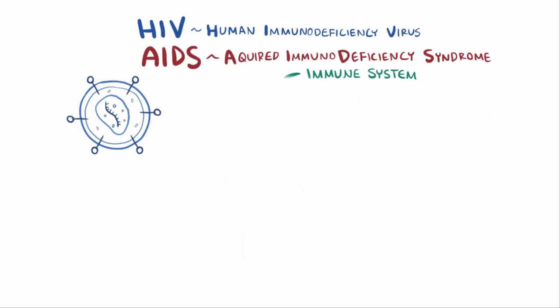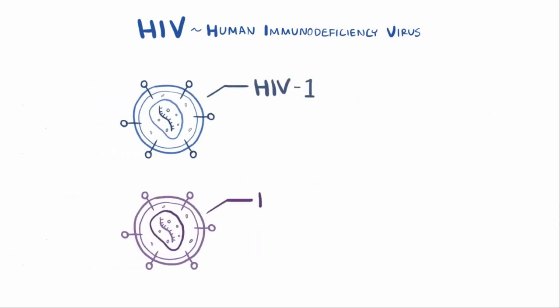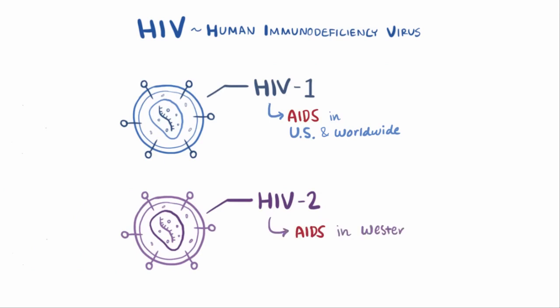Now, there are two distinct types of HIV, HIV1 and HIV2. HIV1 is more commonly associated with AIDS in the US and worldwide. HIV2 is more rare and typically restricted to areas in Western Africa and Southern Asia. HIV2 is so uncommon that HIV almost always refers to HIV1.